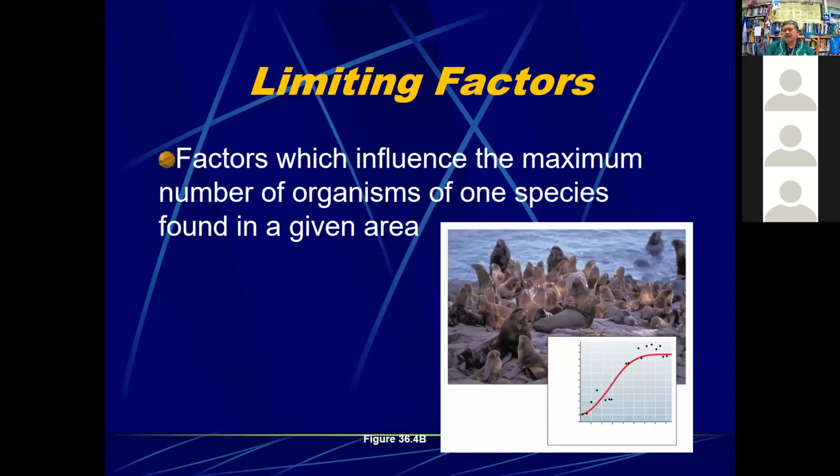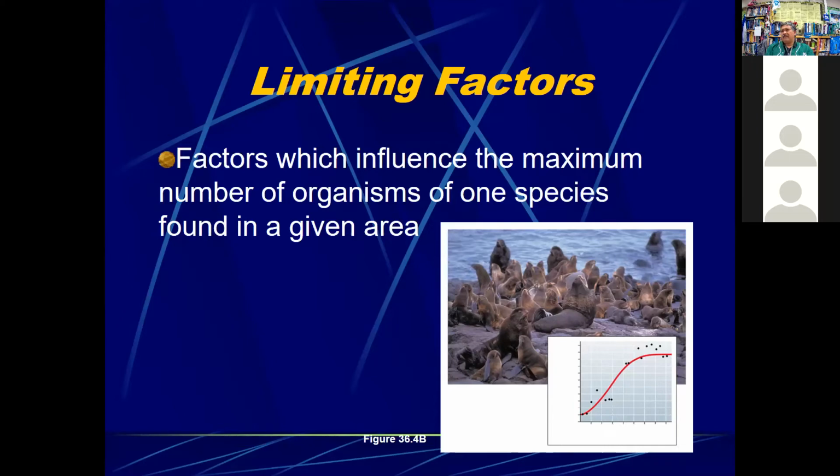Now, why doesn't the population just increase unchecked all the time? Well, after a while, there are going to be some things that organisms are going to have to compete for. These are called limiting factors. These influence the maximum number of organisms of one species found in a given area. They're going to run out of rock nesting sites in this rookery here. Maybe they're going to run out of food. In other conditions, they're going to run out of water.